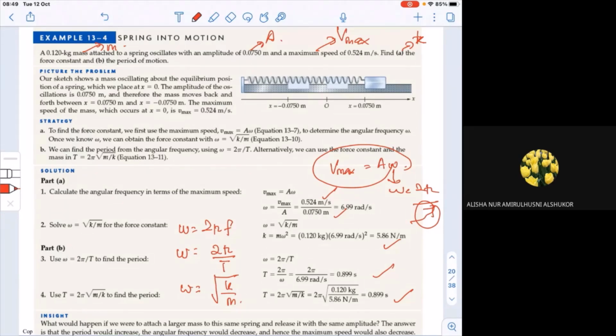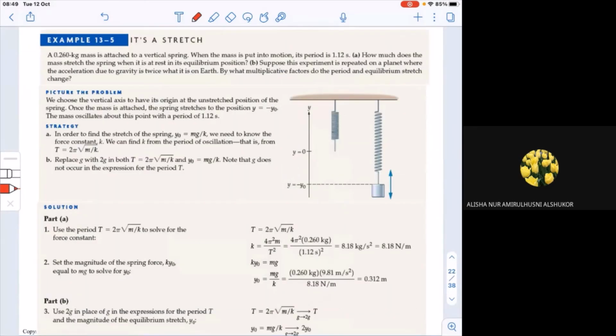Alright, again, I want to highlight another example here. This one is a vertical spring. A 0.26 kilogram mass is attached to a vertical spring. When the mass is put into motion, its period is 1.12 seconds. So this should be your period T. How much does the mass stretch? So you want to find what is x, or in this case y, because both give you the elongation when it is at rest. This is what we call the equilibrium position.